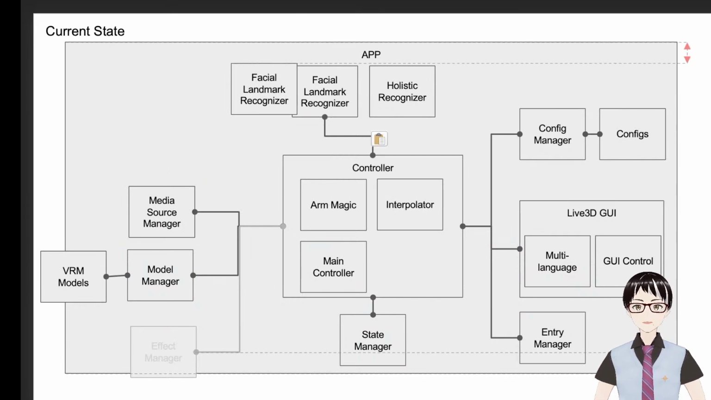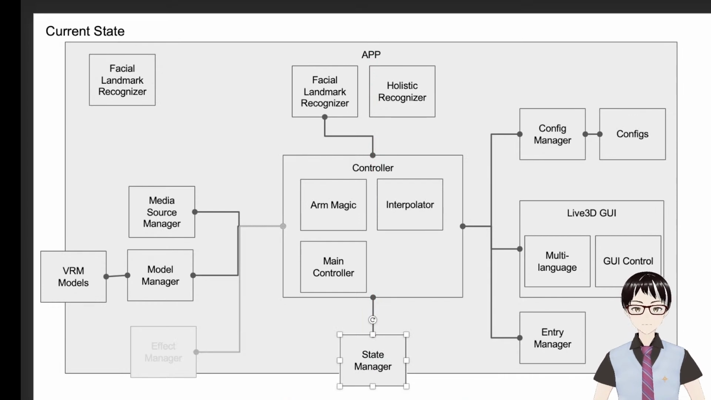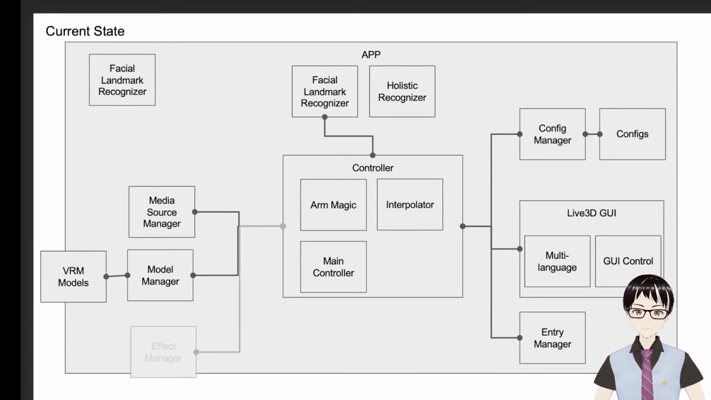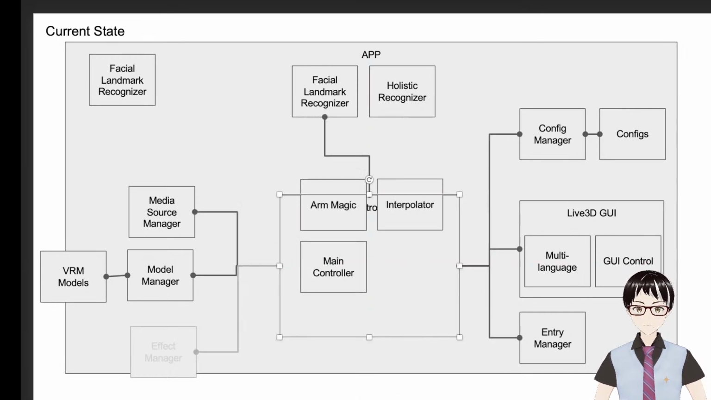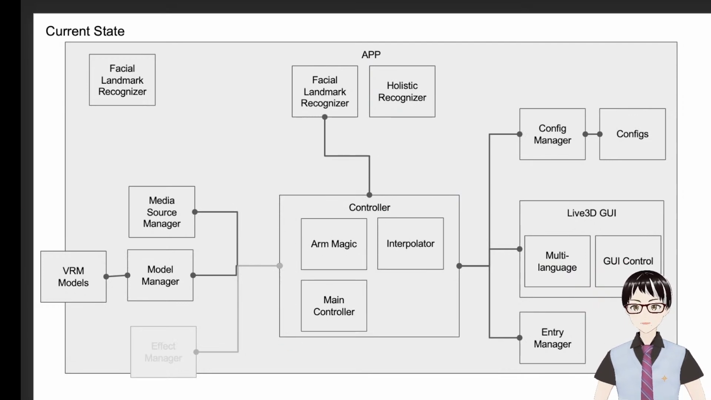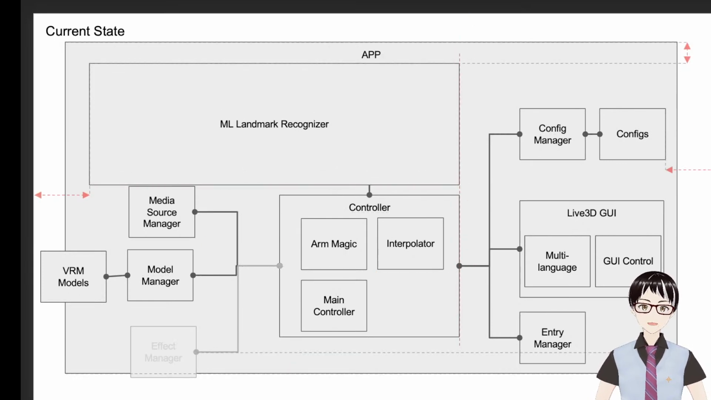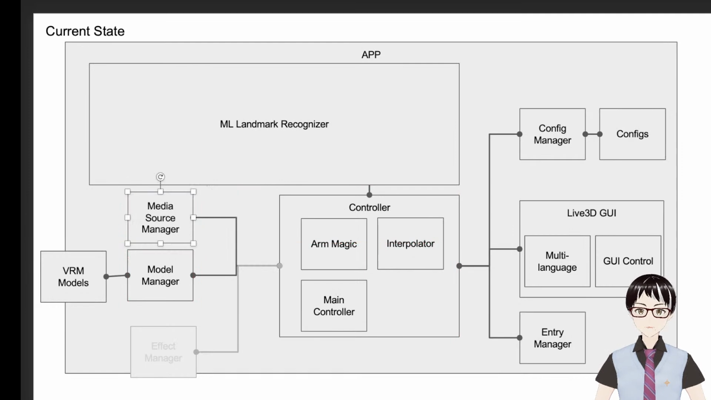Right. So let's make it a lot larger than we currently have. And we actually don't have a state manager, right? So let's just delete this. Turn it down. Great. And let's put it ML landmark recognizer. And it's quite large. Maybe not as large as we put it, but let's put it like this.